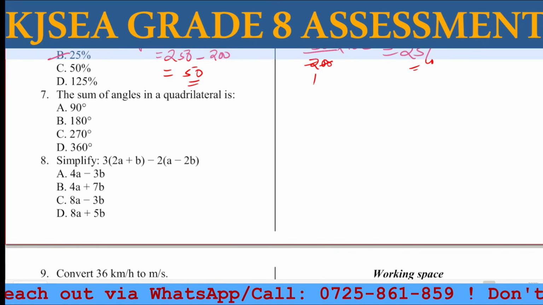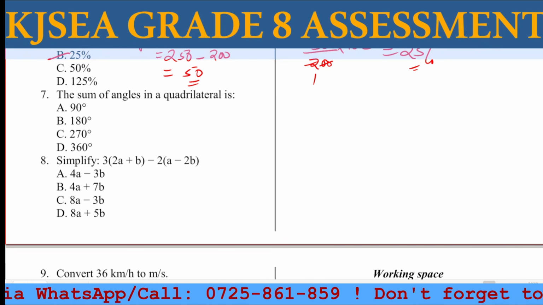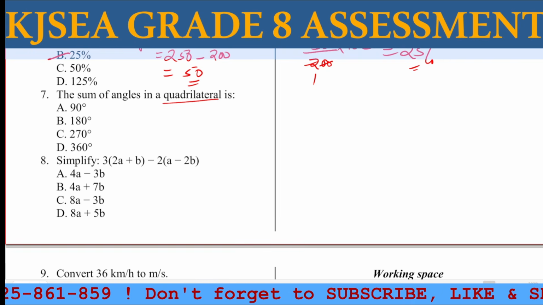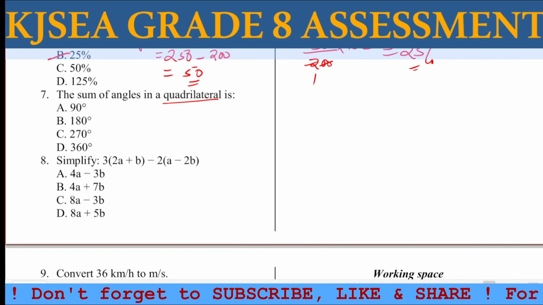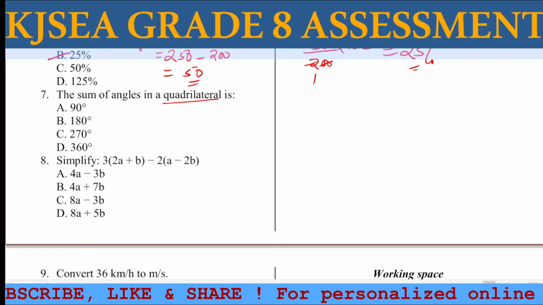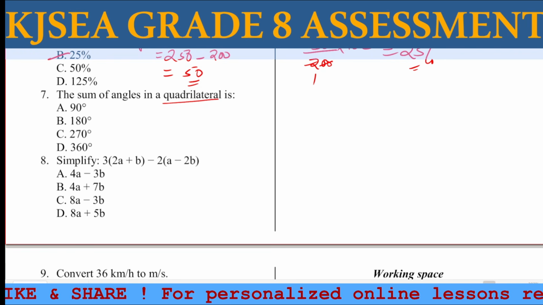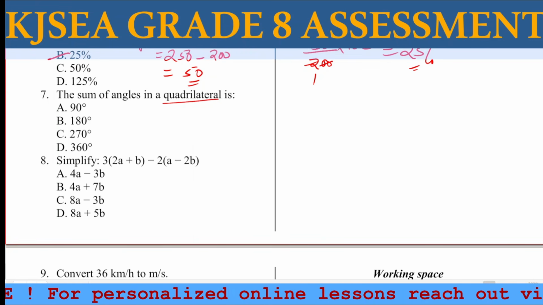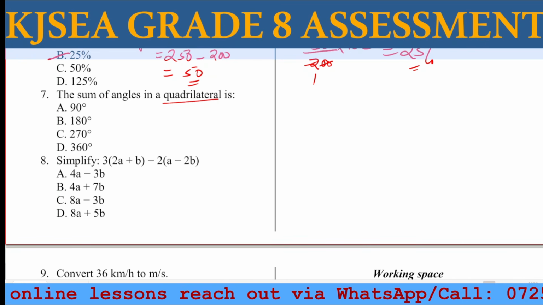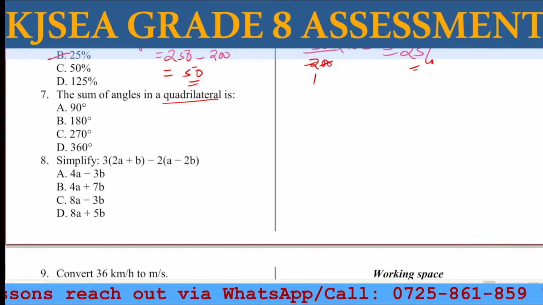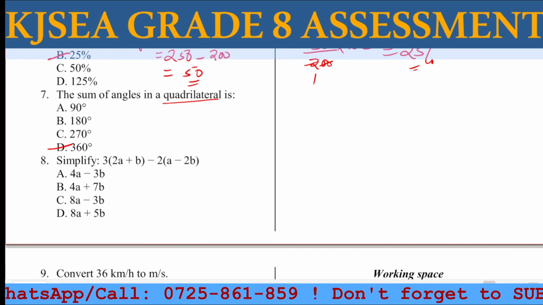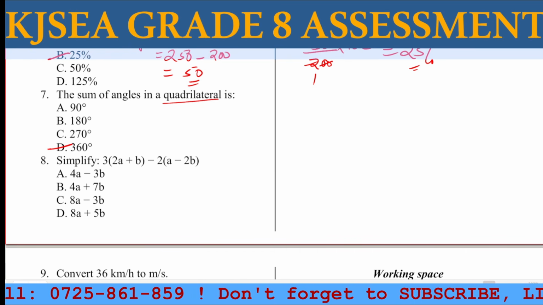Question 7. The sum of angles in a quadrilateral is? What is a quadrilateral? A quadrilateral is a four-sided figure. Examples are a rectangle, a rhombus, a square. Those are examples of four-sided figures. A rectangle or a square has 4 angles, and each angle is 90. Because there are 4 angles, that is 90 times 4, which gives 360. So for any quadrilateral, the sum of interior angles is 360.